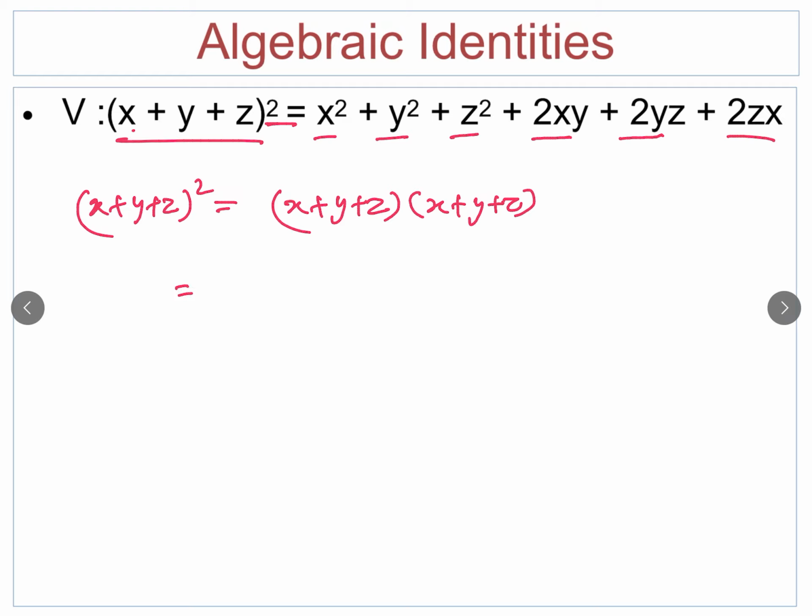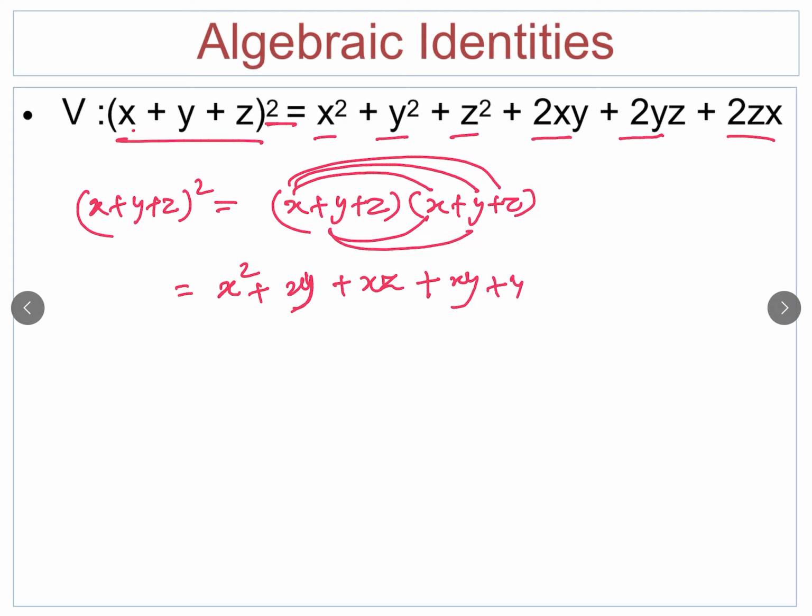Okay, now in order to solve this, first we multiply this x with all the three terms here. So we'll get, first x into x will be x square, x into y will be xy, and x into z will be xz. Then plus y into x is xy, y into y will be y square, and y into z will be yz. Then we have z into x will be zx, plus z into y will be yz, then z into z is z square.